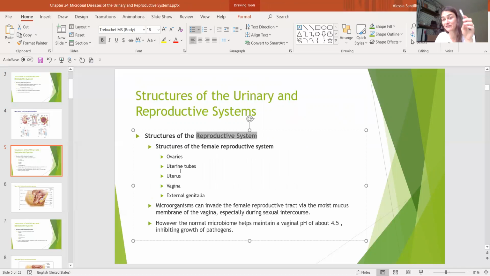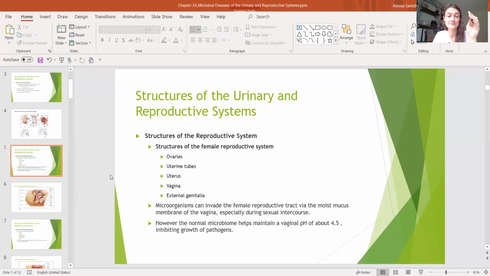Okay, so we're going to be doing the female reproductive system first. And remember, the female reproductive system and the female urinary system are anatomically distinct. They're detached. They're not part of each other, though they are very close in proximity. So with the female reproductive system, we of course have the ovaries that make the ova or the eggs. We have the fallopian tubes, the uterus, the vagina, and then any external genitalia, which includes the clitoris, the labia, that kind of stuff.